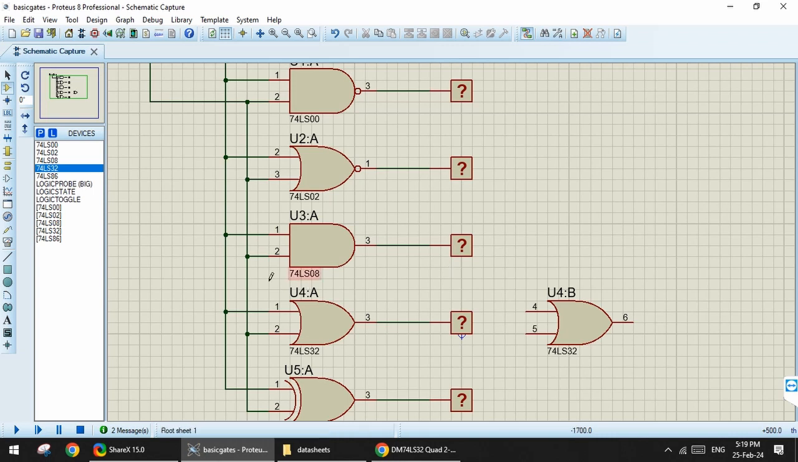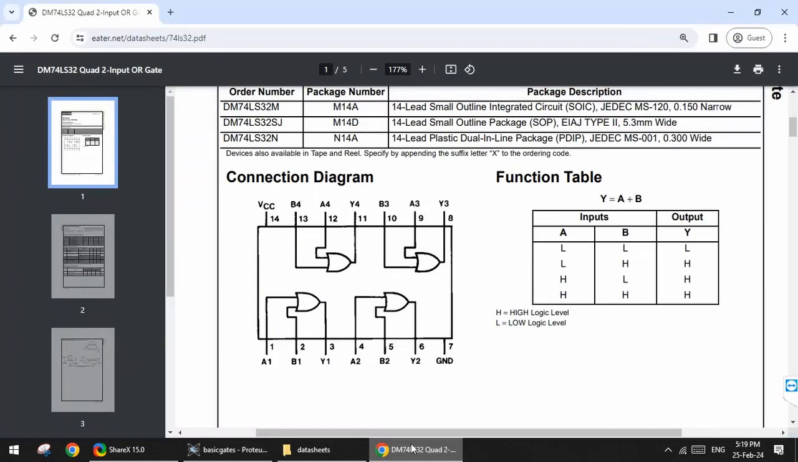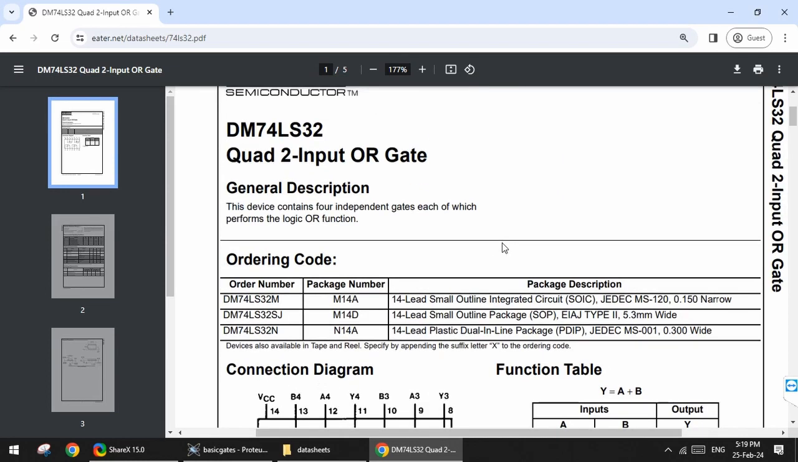This environment is placing these individual gates, but they are still part of the IC. You can see the pin numbers, and this U4 identifier tells you that these two gates belong to the same IC. We can now delete this one because we don't want it. So let's go through the data sheet and see what other relevant information we can find.